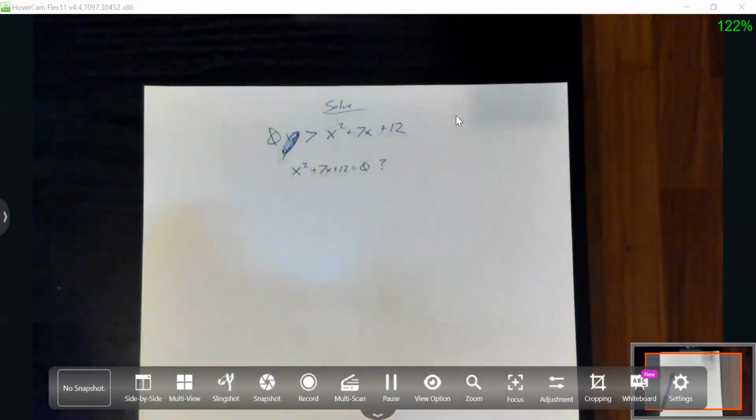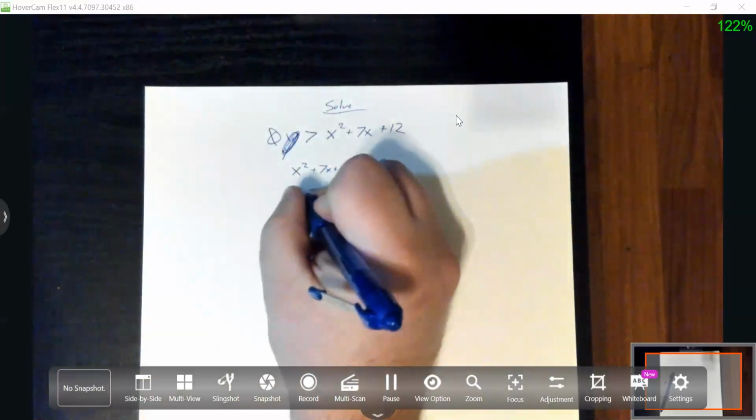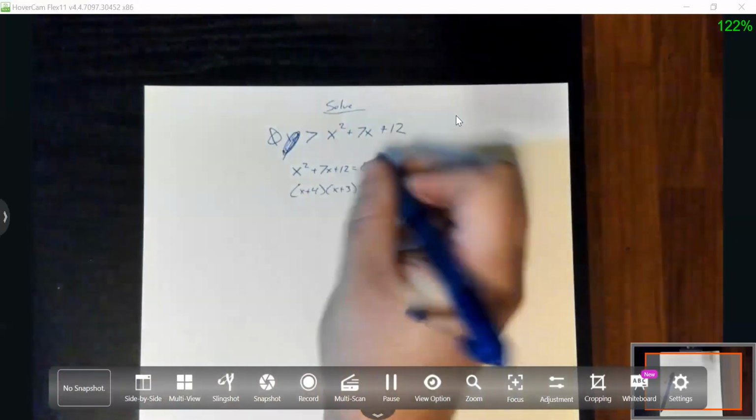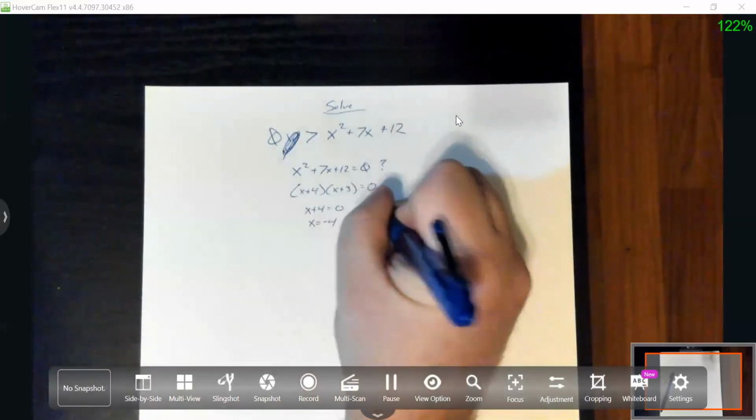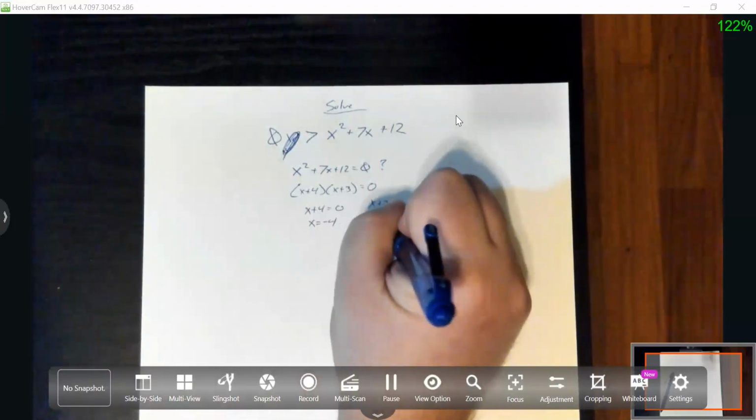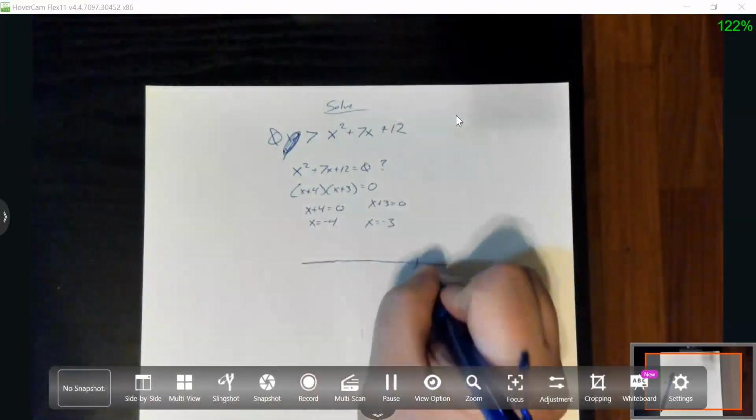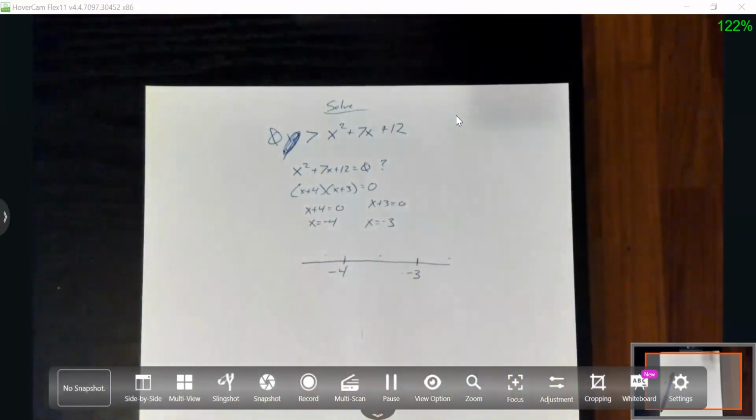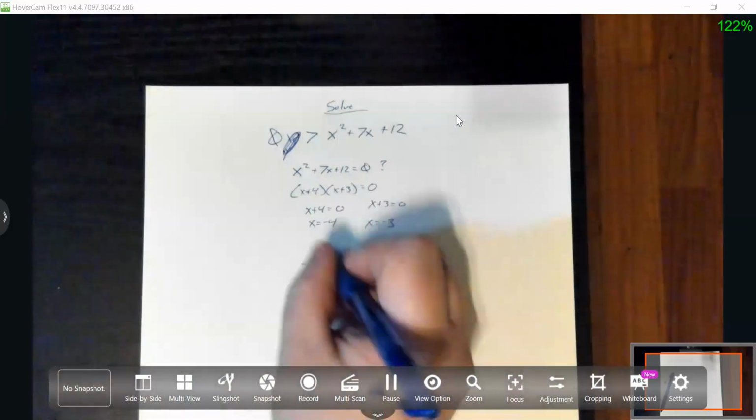Again, completing the square, quadratic formula, factoring, whatever works. We have to get those values. So this here is again factorable. This is x plus 4 times x plus 3. It gives me x plus 4 equals 0, so x equals -4. X plus 3 equals 0, x equals -3. So my key points are -3 and -4. So here's -3, here's -4. I have 3 regions that are possibilities for my answers. So I'm going to start plugging in values and seeing what will work.